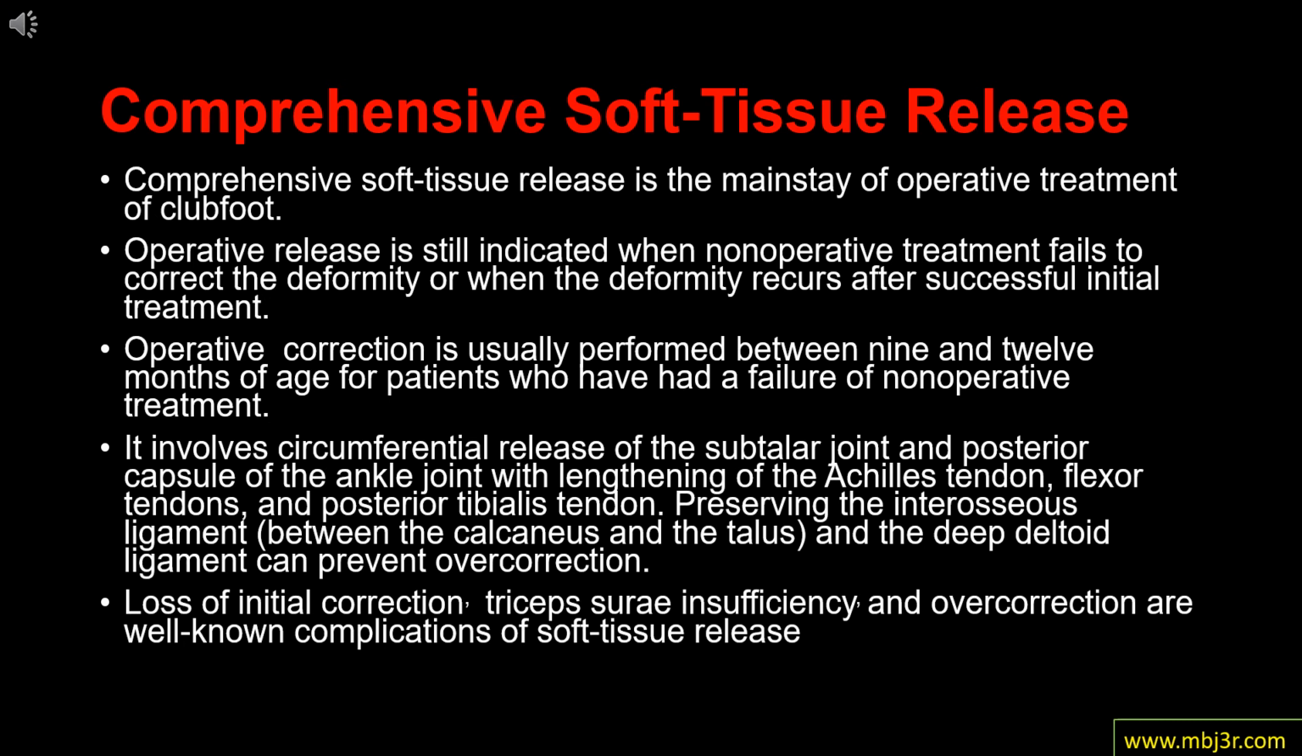Flexor tendons and posterior tibial tendons are lengthened. Preserving the interosseous ligament and deep deltoid ligament is important. Otherwise, you will overcorrect the deformity. Loss of initial correction, triceps surae insufficiency, and overcorrection are well-known complications of soft tissue release.